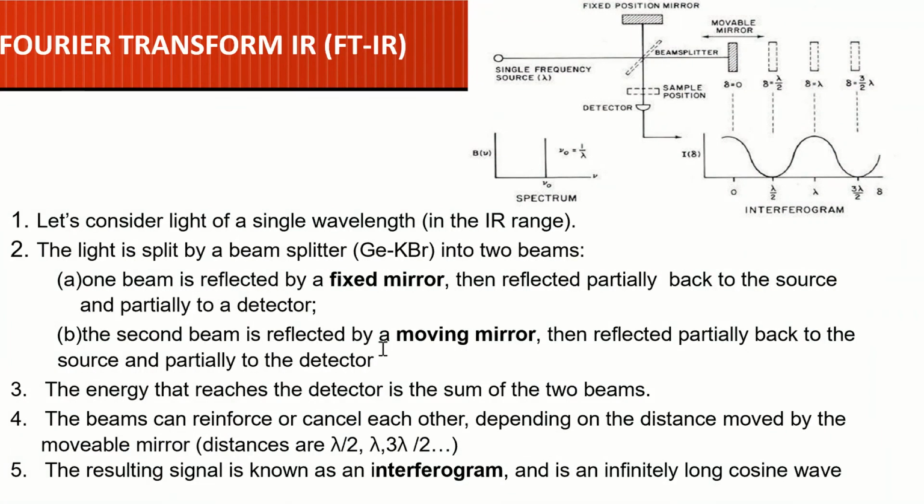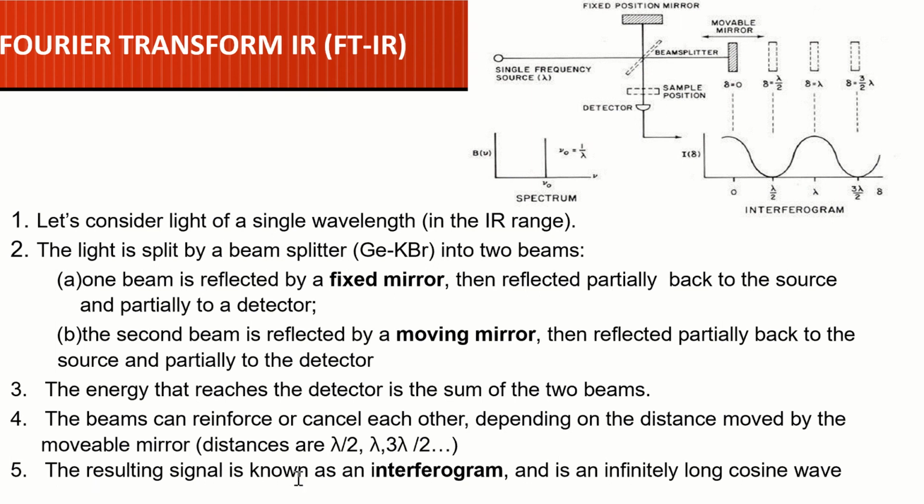The second beam is reflected by a moving mirror, which is here, then reflected partially back to the source. Here, this is the source, and partially to the detector as well. The energy that reaches the detector is the sum of the two beams. The beams can reinforce or cancel each other depending on the distance moved by the movable mirror. So it could not move, or it could move by different wavelengths here.